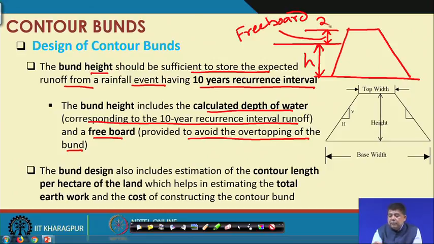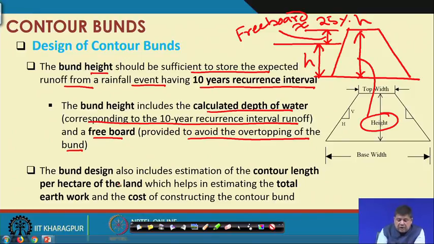And typically, this freeboard is taken as approximately 25% of H. So, this H plus 25% of H gives us the complete height of the bund. The bund design also includes estimation of contour length per hectare of land, which helps in estimating the total earthwork required and the cost of constructing the contour bund.